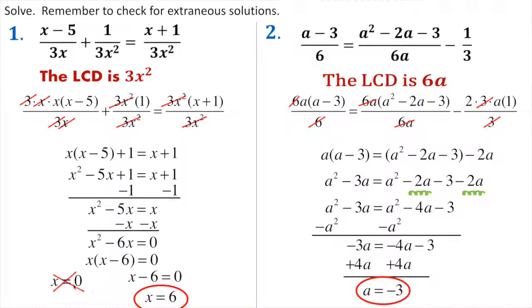Now, when we get these two answers, again, we have to plug these back in to make sure they're going to work. 0 does not work. We cannot divide by 0. In other words, we cannot have 0 on the denominator. Well, 3 times 0 is 0, so that one will not work. So that is not our answer. We call that an extraneous solution. 6 is our answer in this case. All right, that one was quite a bit complicated.